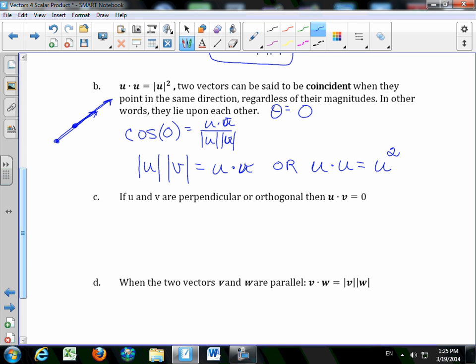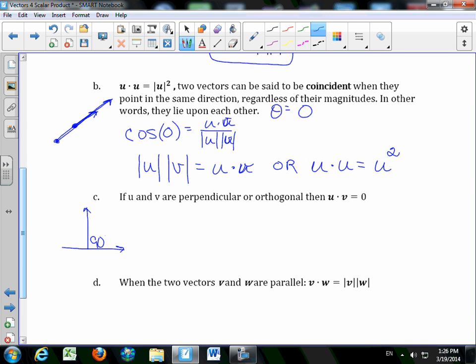Now, if u and v are perpendicular or orthogonal, and orthogonal is just another term for perpendicular, and again, we need to mention it in case it comes up in a question so that you know what orthogonal means. That term is only going to come up in vectors. Then u dot v is equal to 0. If vectors are perpendicular, so if we have a vector going this way and a perpendicular vector, what's the angle between them? 90 degrees.